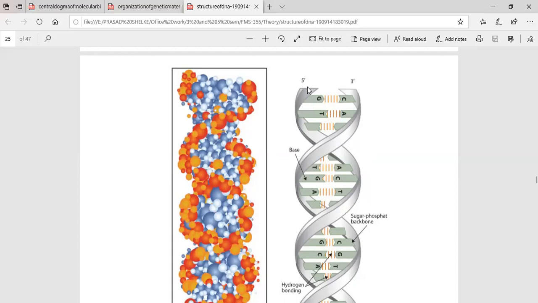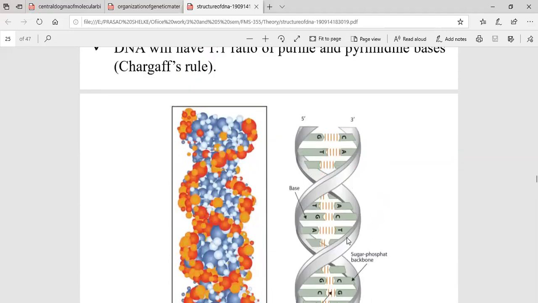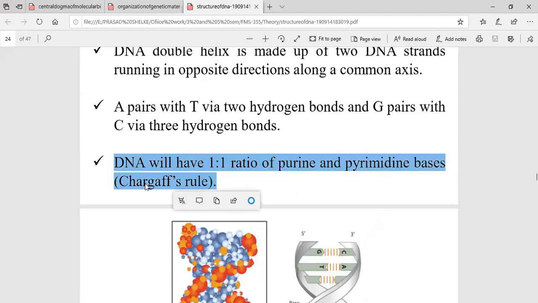And then there is this strand that is 5 prime. You can see it from the top, and then this is a double helix structure. It is a structure of helix. You know helix. Helix is a coil structure. You can see here that DNA will have a 1:1 ratio of purine and pyrimidine bases. That is Chargaff's rule. That means equal amount, in equal ratio, the purine and pyrimidine should be there in DNA. Okay, that is Chargaff's rules.